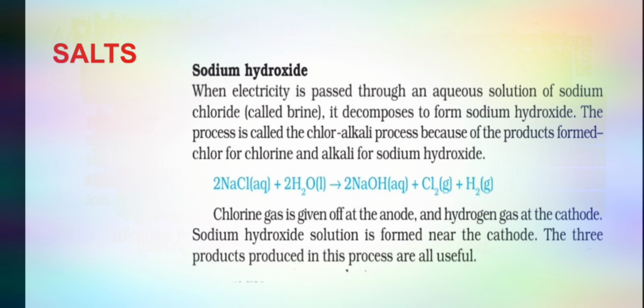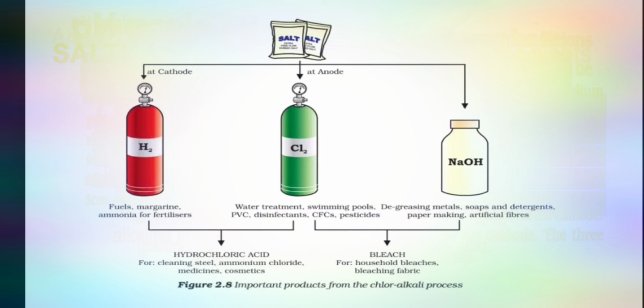Okay. Here you can see the pictorial representation for this reaction, and the salt is here. Salt, that means sodium chloride. When we pass electricity through this sodium chloride, it will dissociate into hydrogen gas, chlorine gas, and NaOH. So these three products are very useful for our day-to-day life.